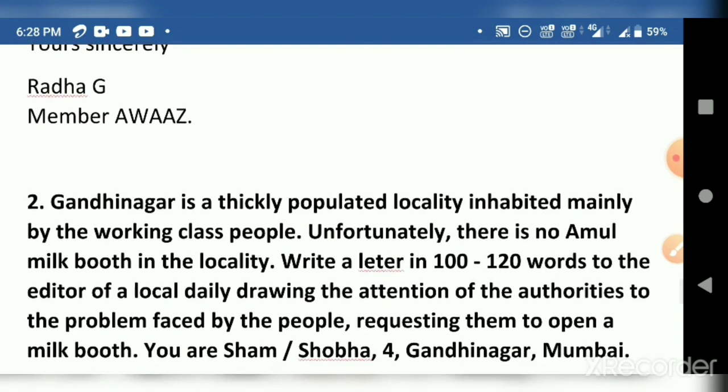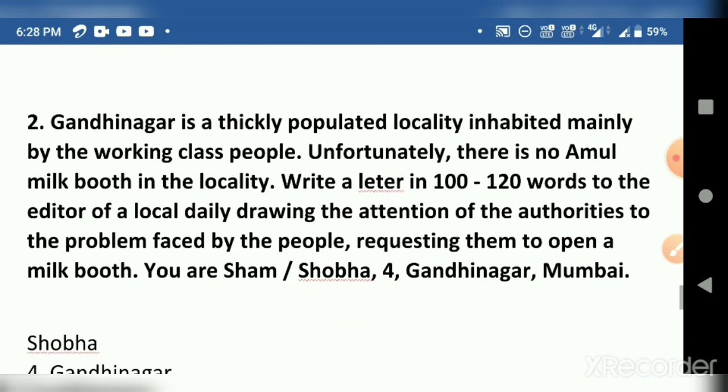So I'll be showing you and sending you this document in the form of notes, which you will read thoroughly and understand how to write the letters, formal letters, leave application, and letter to the editor which we have covered in this session.